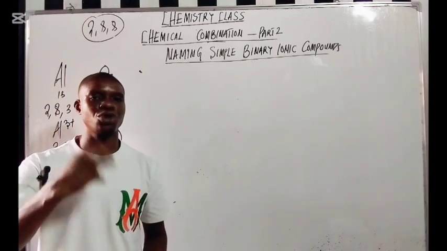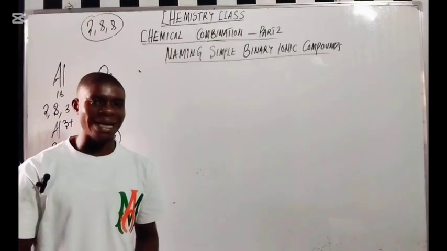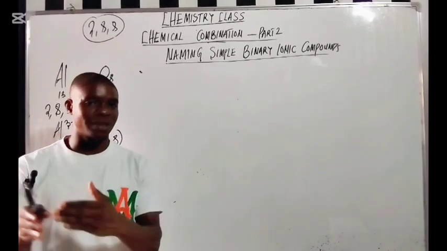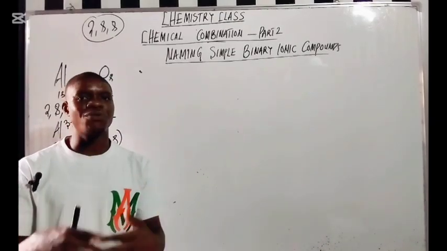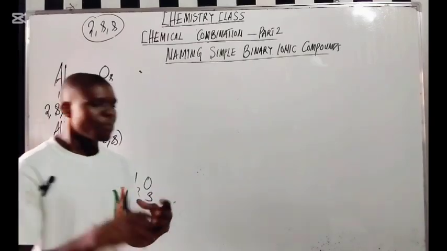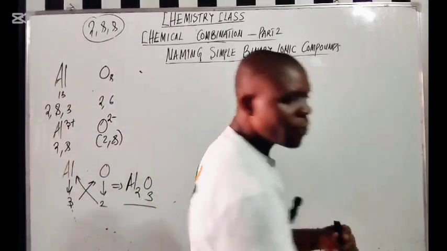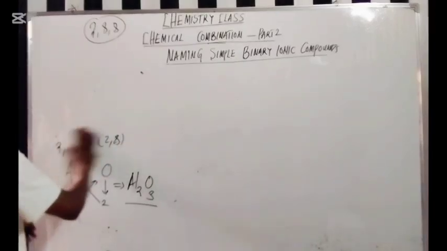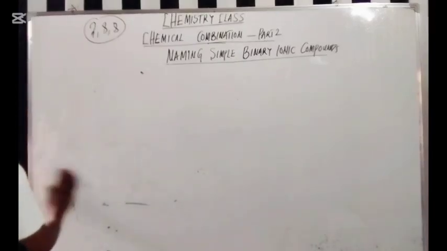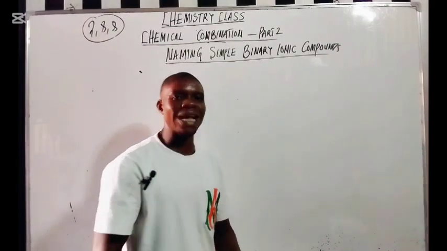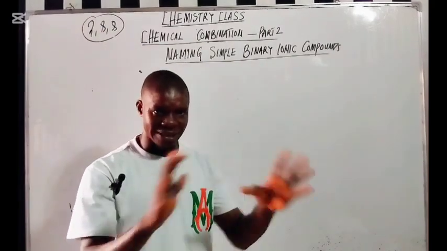But in this video, I want to show you how to name simple binary ionic compounds, and compare with metals with variable oxidation states and polyatomic ions. Now the simple formula I want to give you to write simple binary ionic compounds is very easy.